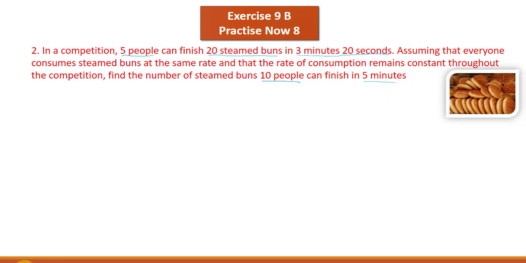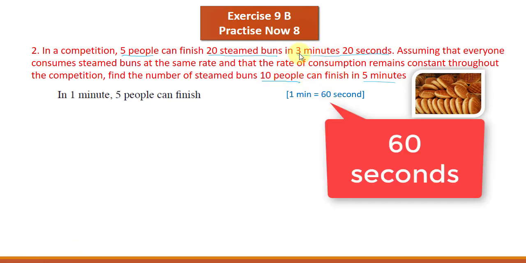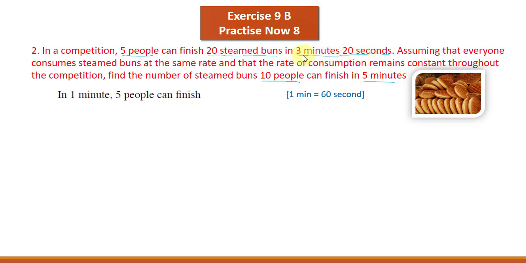So now we will start our solution. How many buns can 5 people finish in 1 minute? If you look at this, we have 3 minutes and 20 seconds. We know that 1 minute equals 60 seconds. So first of all, we need to convert the seconds into minutes, and then add it to the 3. To convert the 20 seconds into minutes, we will divide 20 by 60.